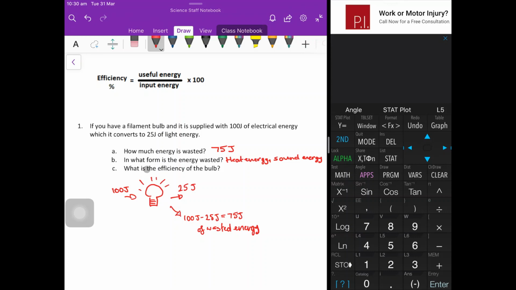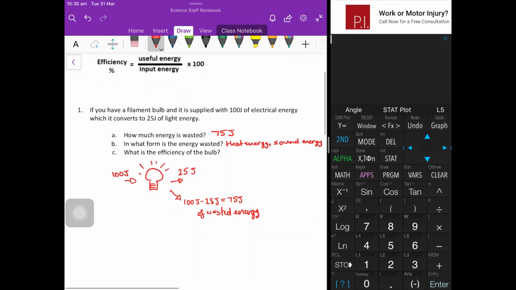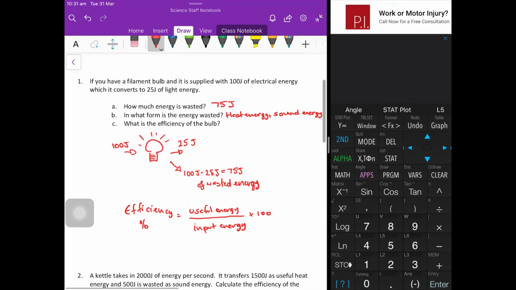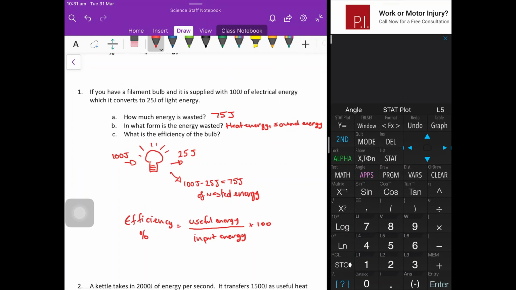Part C here says, what is the efficiency of the bulb? So this is where this equation here becomes useful. This equation solves for efficiency, and the question here is asking us, what is the efficiency of the bulb? So let's do that. So efficiency, which is a percentage, is equal to useful energy divided by input energy times 100. So let me just scroll down here a little bit. Now let's solve for this.